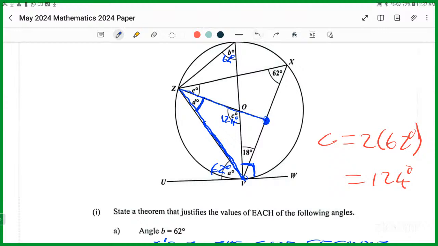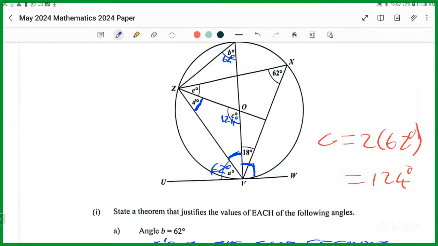We can't use that method because we don't have a chord or arc on the diagram that is subtending the angle D. So we cannot use that one. We have to use the triangle, the fact that it's an angle in the triangle. And these two angles in the triangle will be equal. So there are two ways we can find D.